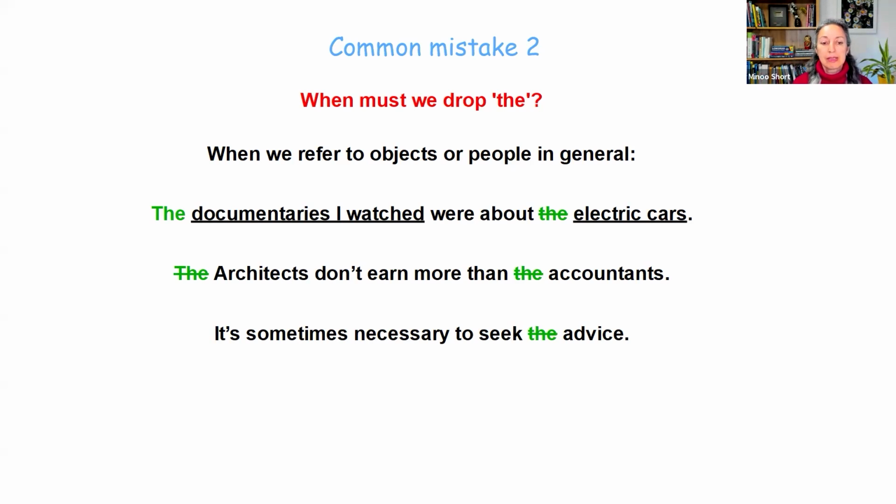Or in another sentence, architects don't earn more than accountants. We don't need the before architects and accountants, because we're talking about all architects, all accountants, not specific ones that we have already mentioned or we know we're talking about. It's the same, so these are plural nouns. It's the same with uncountable nouns. It's sometimes necessary to seek advice in general, not a specific advice.